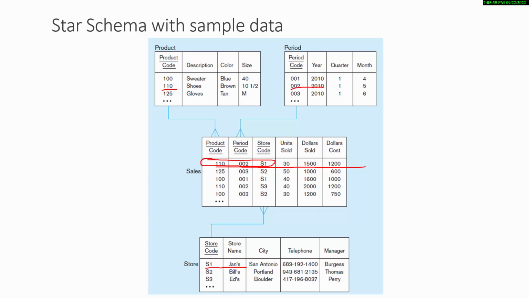So for this particular sales transaction, it looks like 30 units were sold and the amount of sales was $1,500 and the cost of the product was $1,200. So it looks like there was a profit of $300, which is quite good. That's how you connect the data across these different tables. Obviously, you don't have to manually do that. We will be using joins in SQL to do queries like this.